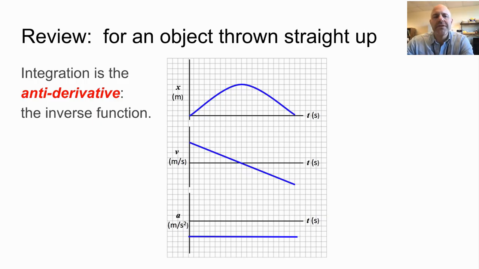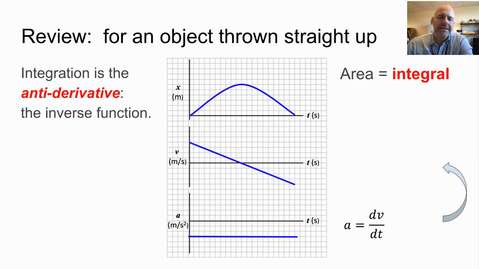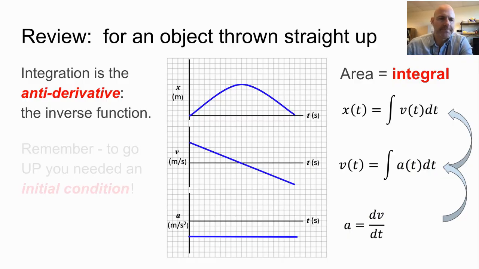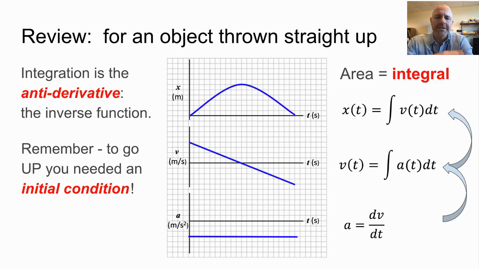We call integration the antiderivative or inverse function, right? So the area under the curve comes from doing an integral. So if we start with acceleration, which is defined as the rate of change of velocity, we can take the integral of that, and say that the velocity as a function of time is the integral of the acceleration as a function of time integrated with respect to time. And we can do that again in terms of finding the position with respect to time. Now, when we go from acceleration to velocity, velocity to position, we always had to have an initial condition.